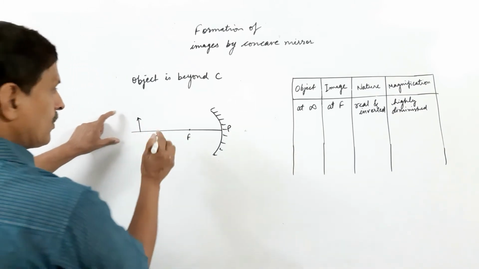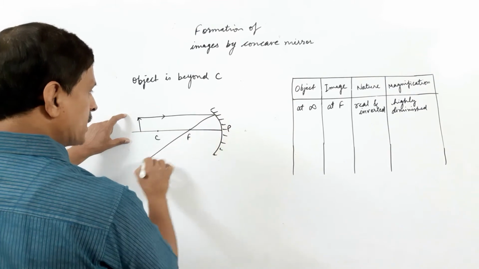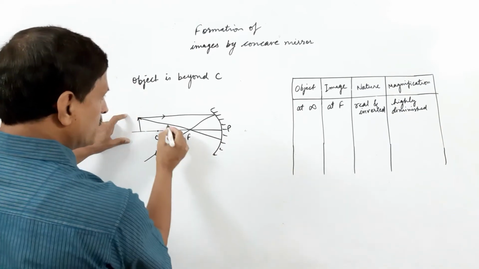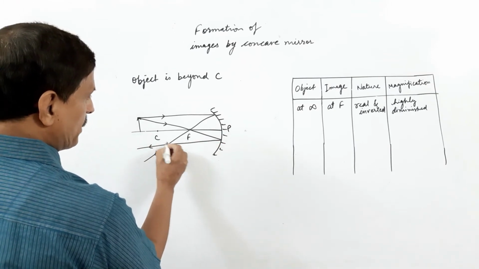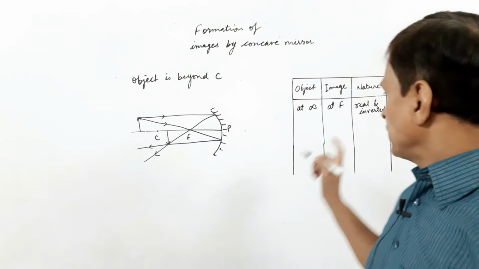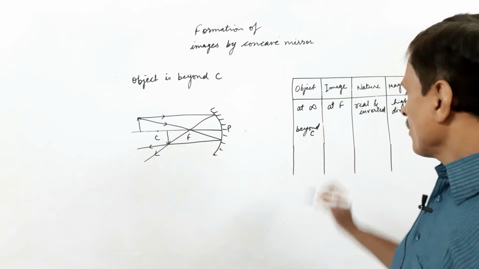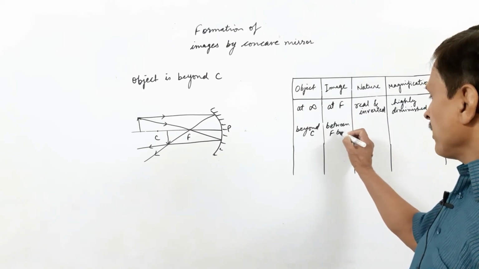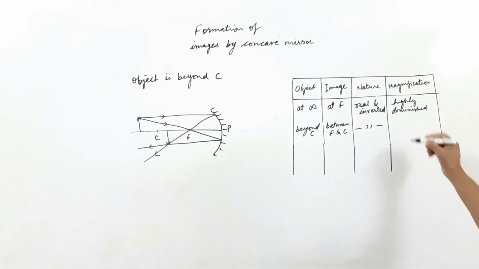This object is beyond C. A ray parallel to the principal axis after reflection passes through the focus. The second ray passing through the focus after reflection becomes parallel, and the two rays intersect over here between C and F. Thus the image is formed between C and F. So second case, beyond C, the image formed is between F and C. It is real and inverted again and diminished in size.